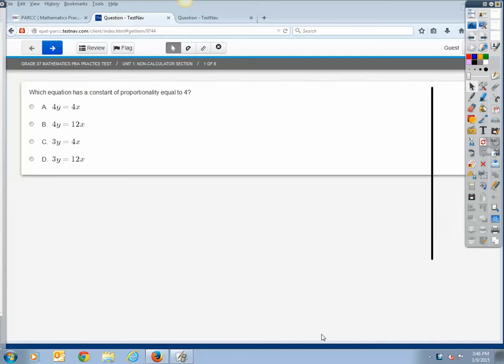Alright, which equation has a constant proportionality equal to 4? A constant proportionality, in other words, is a slope. It is an awful way of describing a slope. So that means we're looking for an equation of y equals mx plus b, and in this case we have no b value.